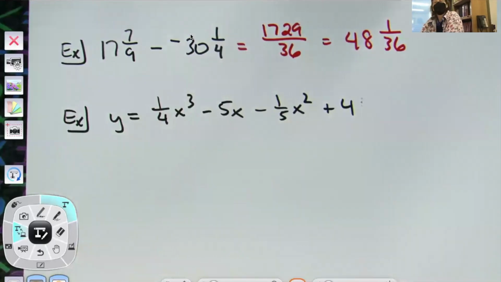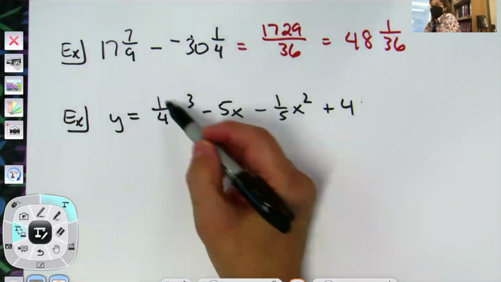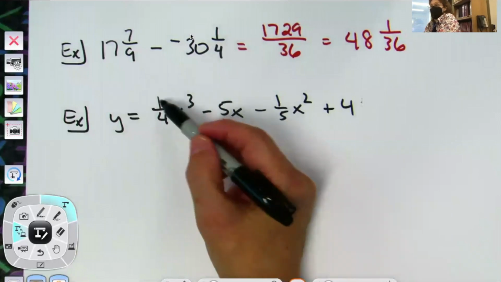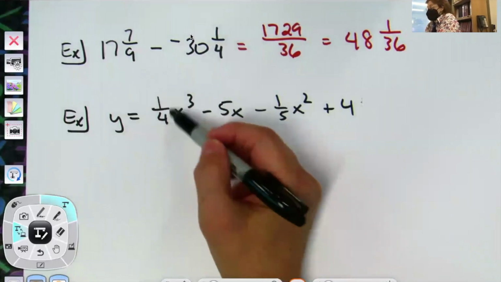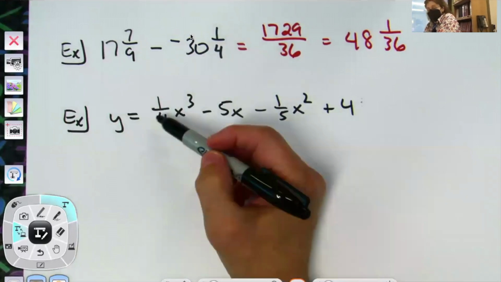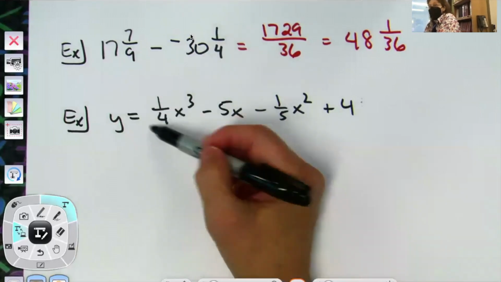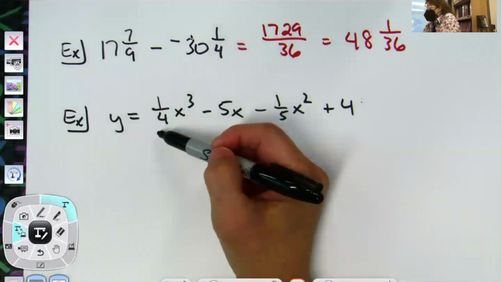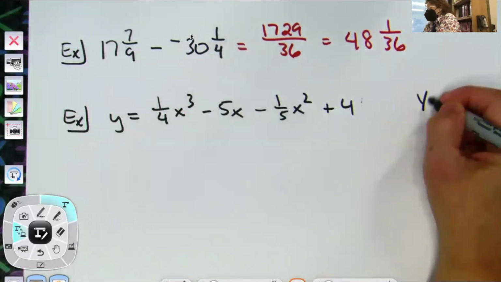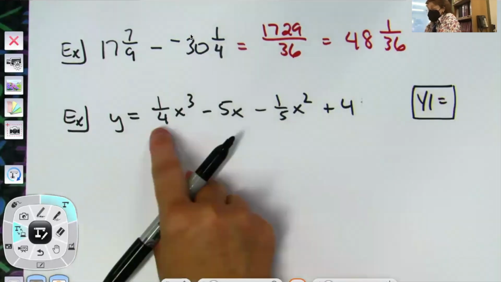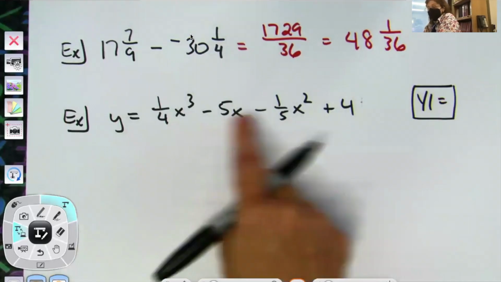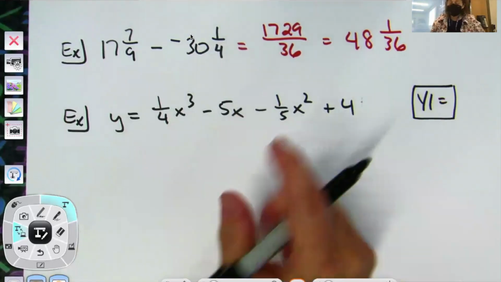Now, when you put this equation in, are you going to have to use your fraction button? Yeah, don't do 0.25, don't do 0.2. Put it in as a fraction. Put the fraction in when you go into your y equals button. Use your fraction button, get it entered. It may take you a minute to get it entered. I'm going to enter it in mine.